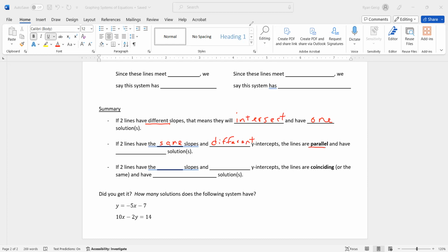If they have the same slope and different y-intercept, then the lines are parallel. And if they're parallel, they have no solutions because they never meet. If two lines have the same slope and same y-intercept, then we say those lines are coinciding. You don't really need to know that word, but I'll say it. They're coinciding, which just means they're the same line. And have infinitely many solutions.